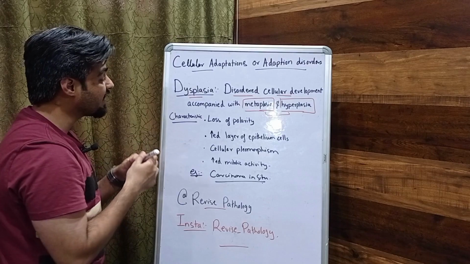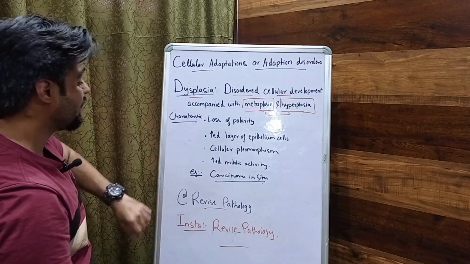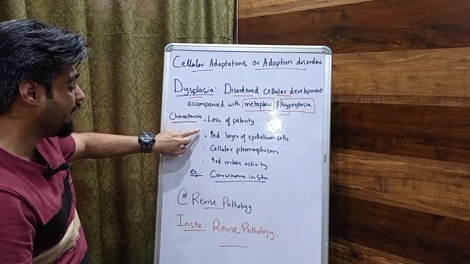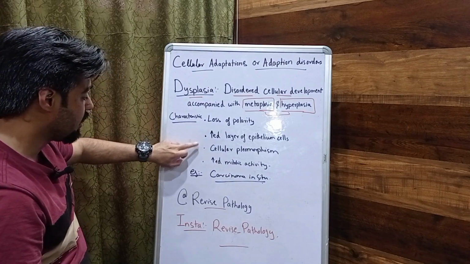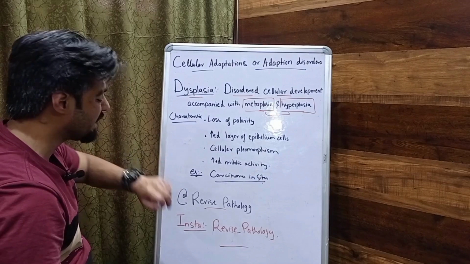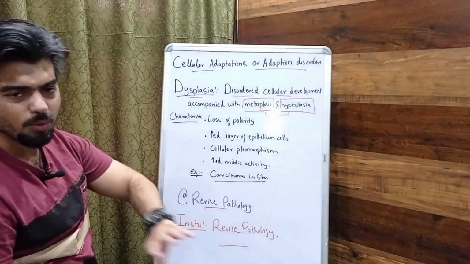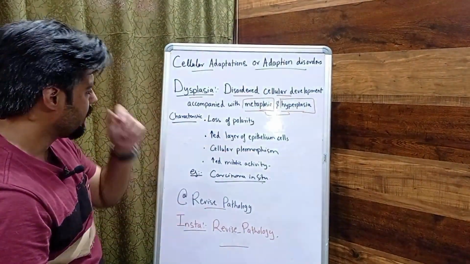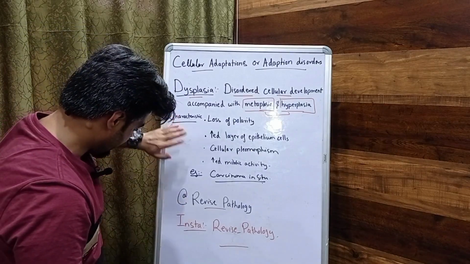And what are the characteristics of dysplasia? Okay, there will be loss of polarity, increased layers of epithelial cells, cellular pleomorphism, increased mitotic activity. Okay, and the best example is carcinoma in situ. Fine. Next, that's it for today.